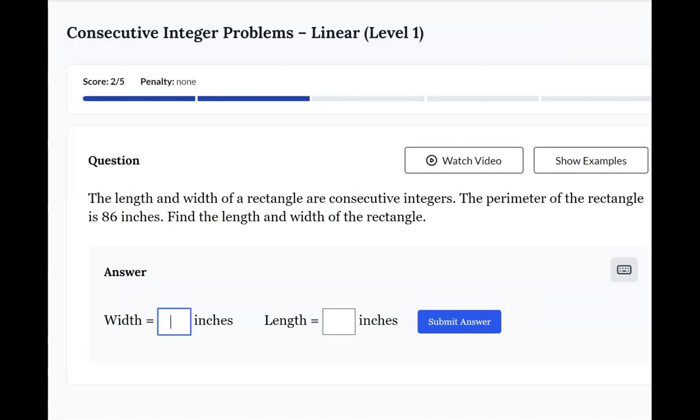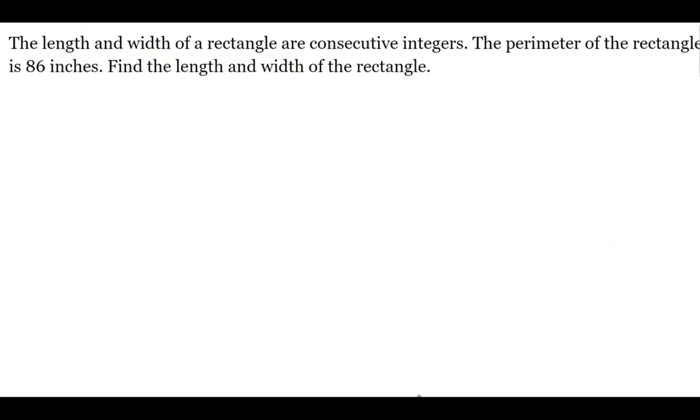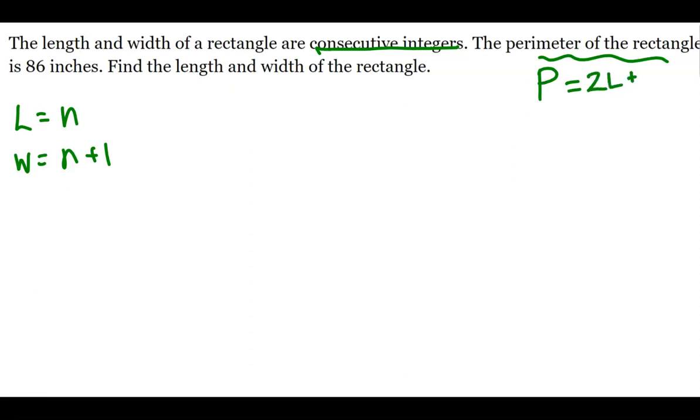All right, let's try this one. The length and width of a rectangle are consecutive integers. So that means the length and the width are n and n plus 1. The perimeter of the rectangle, so you need to bring this formula to the problem yourself. The perimeter of a rectangle is twice the length plus twice the width. If the perimeter is 86 inches, that means the P can be replaced with an 86. Find the length and the width.